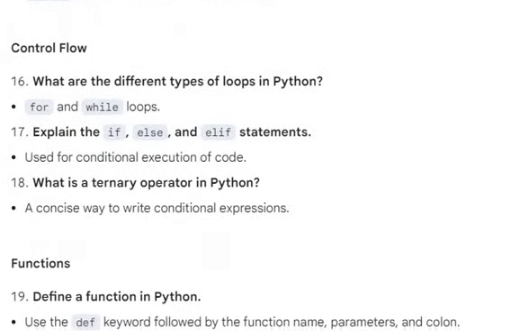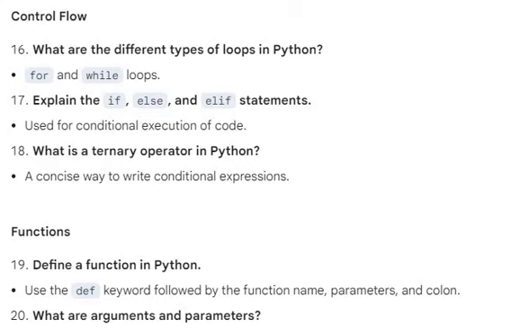Control flow questions. What are the different types of loops in Python? For and while loops. Explain the if, else, and elif statements used for conditional execution of code. What is the ternary operator in Python? A concise way to write conditional expressions.